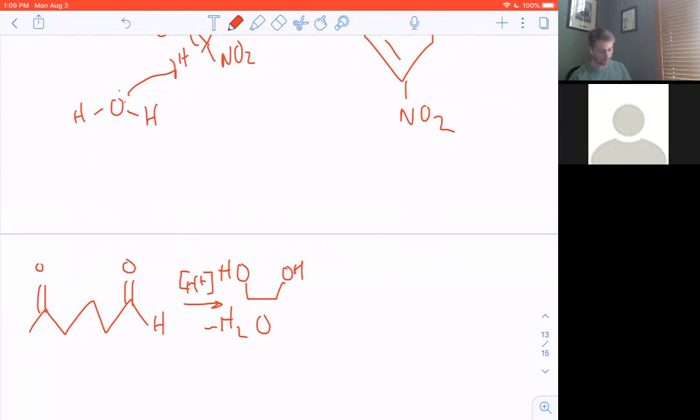Aldehydes are actually more reactive than ketones, so I'm going to add it to the aldehyde group. I'm guessing it'll be common to add it to the other one as well. I'm not quite sure how many points will be taken off for that, but in theory that would also happen, but you'd expect the aldehyde to react first. So I'm just going to draw that out. Looks like that, and you still have the ketone over here.